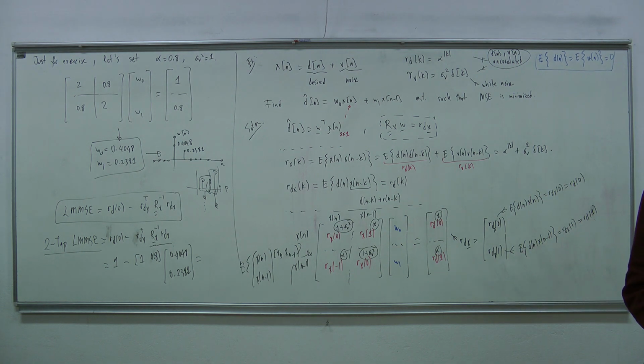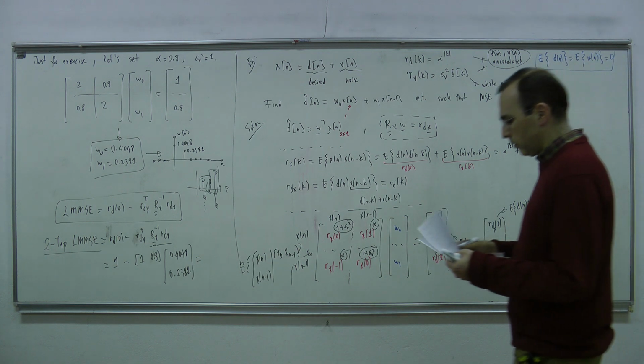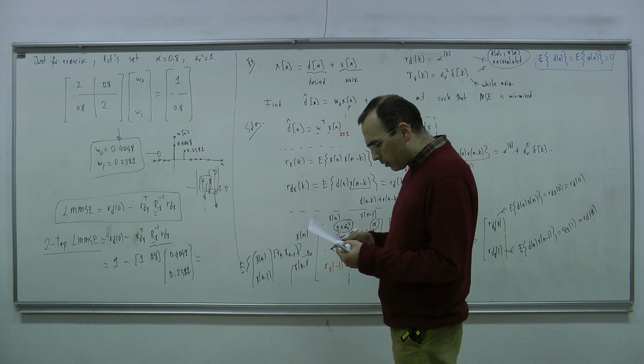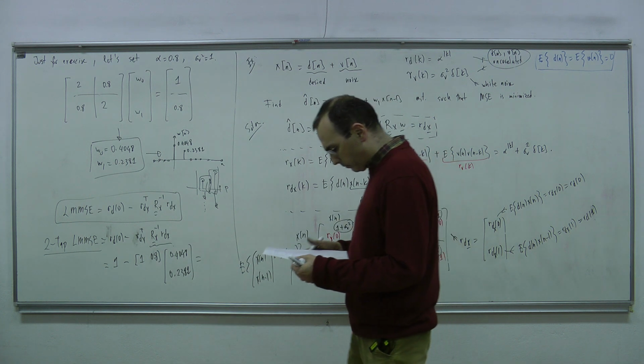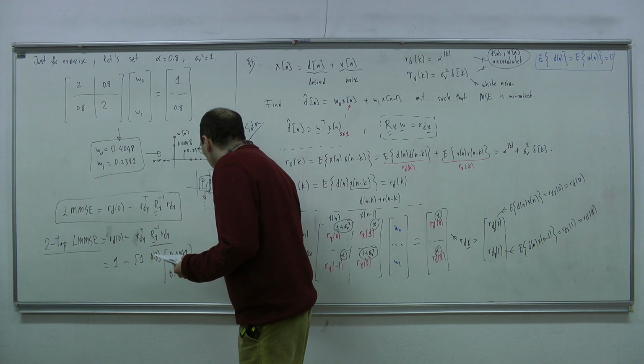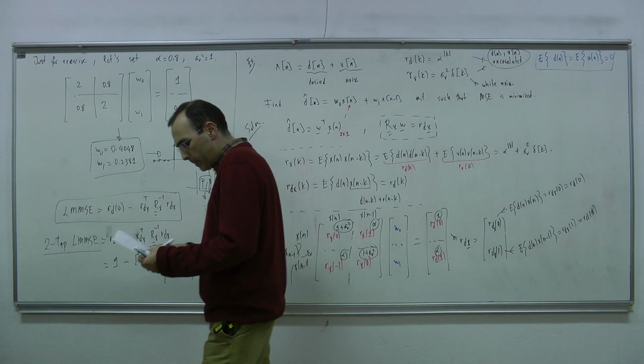And my final result will be, for this one tap filter, we see this is again 0.4048. Okay.